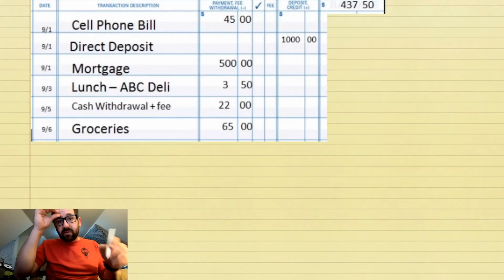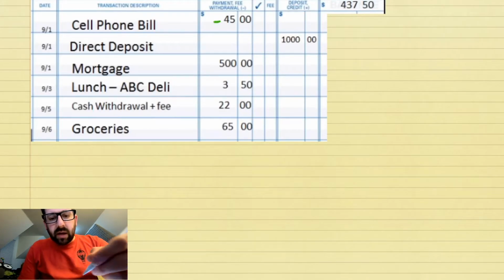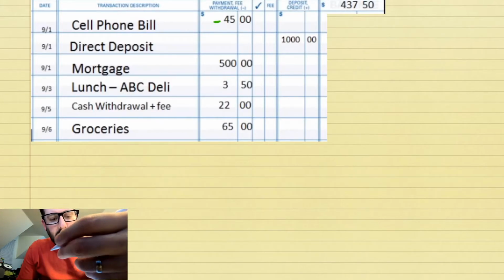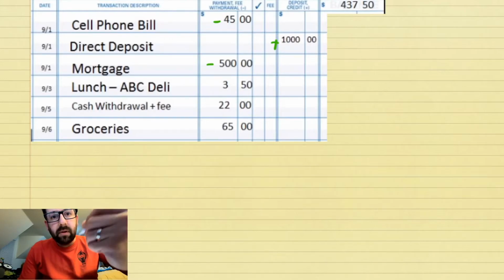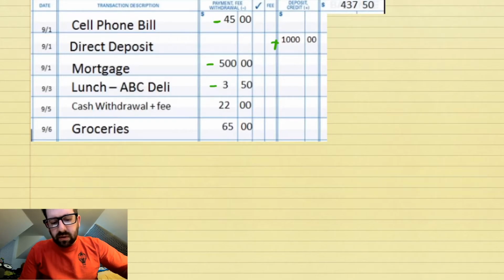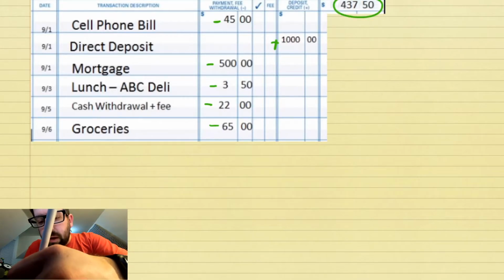All right, so this is significantly an easier problem. What we have here is a cell phone bill first. That'll be coming off the top, so we'll be subtracting that. A direct deposit, we're going to be depositing money into the account. Maybe we got paid. We're making a mortgage payment of $500. We're paying lunch at the deli, so $3.50, pretty cheap. We're making a cash withdrawal from the ATM plus a fee. It's pretty normal. And then we're buying groceries. So it looks like there's a lot of expenditures, a lot of withdrawals, but we're not depositing a lot. We did start with a pretty big chunk of change here.